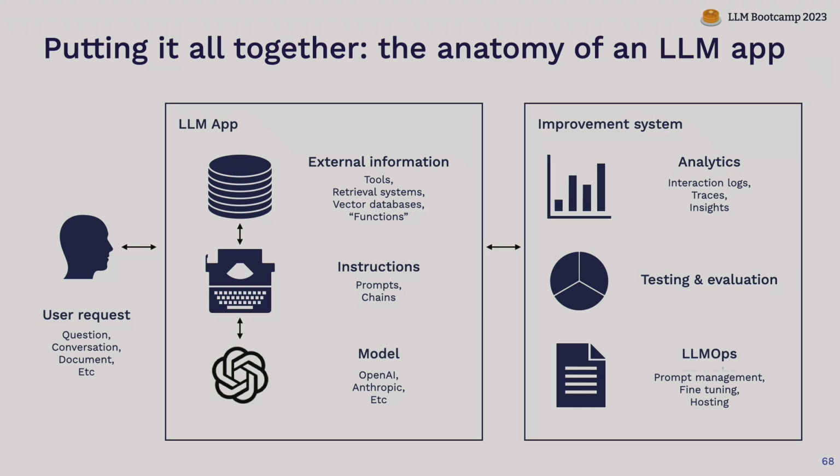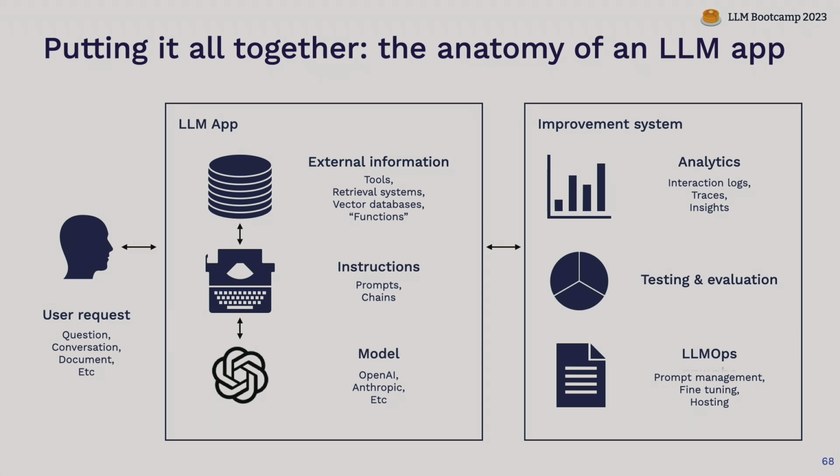So putting it all together, I think there's a pattern that's starting to emerge for how these LLM applications are built, and I would divide it into three pieces. The first is the part that the user sees, where the user puts in a request. That request is something like a question they have for the system, a conversation they're having, or a document they want to summarize, whatever input they need to provide in order for the algorithm to do its job. Then what's happening behind the scenes is they're interacting with an LLM application, and this LLM application has different components. The first is the instructions.